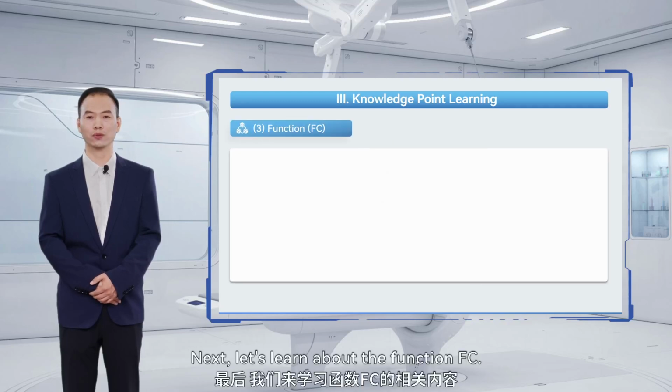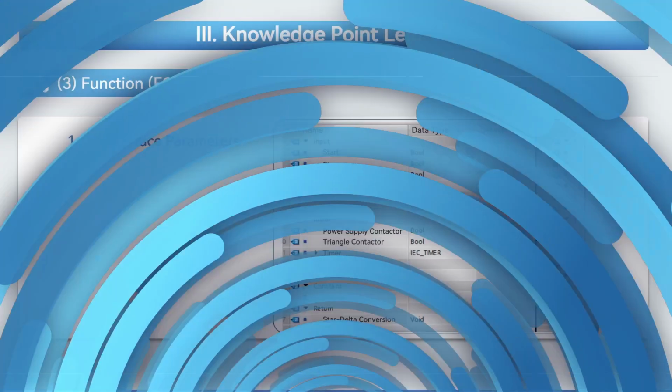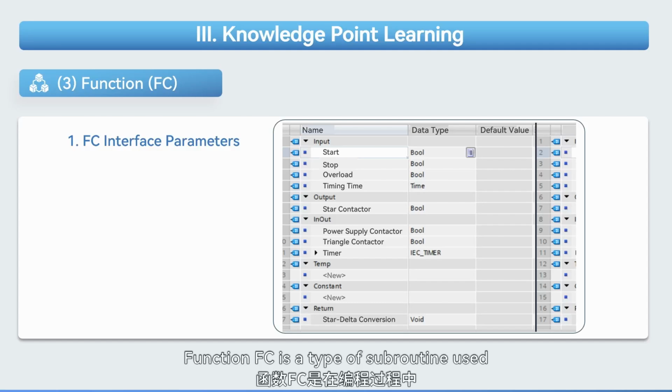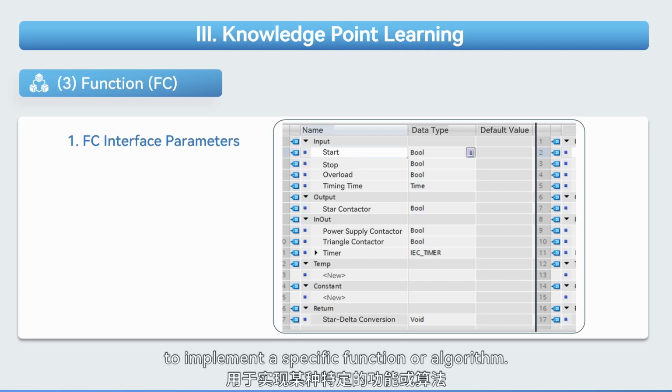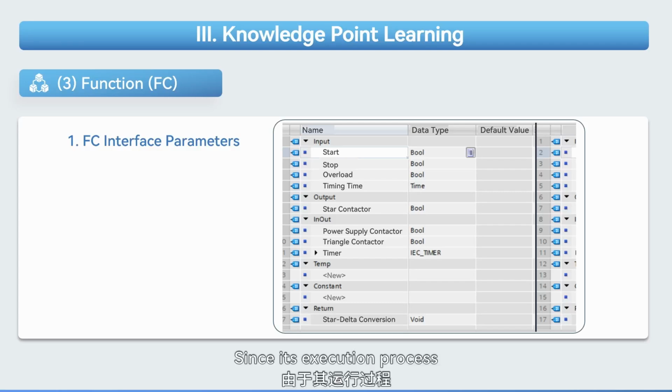Next, let's learn about the function FC. Function FC is a type of subroutine used during programming to implement a specific function or algorithm. Since its execution process is completed within the program block, it is necessary to define interface parameters for the function, also known as formal parameters or local variables.